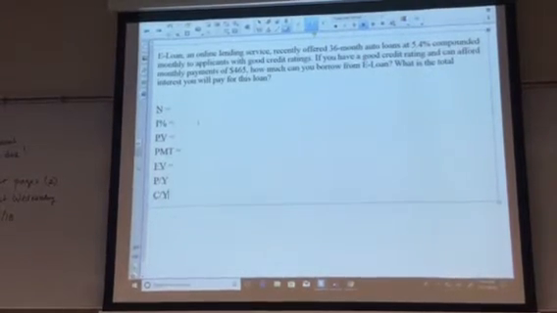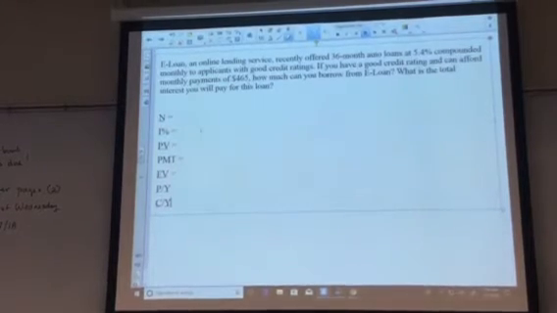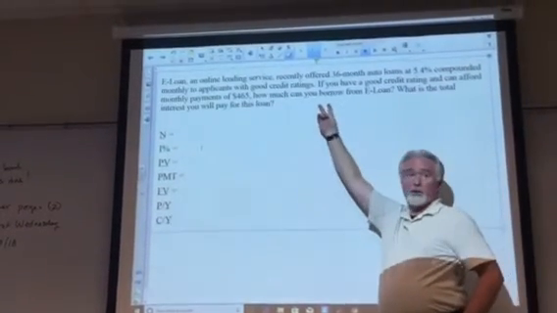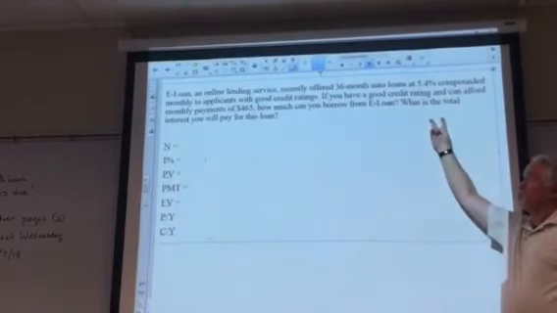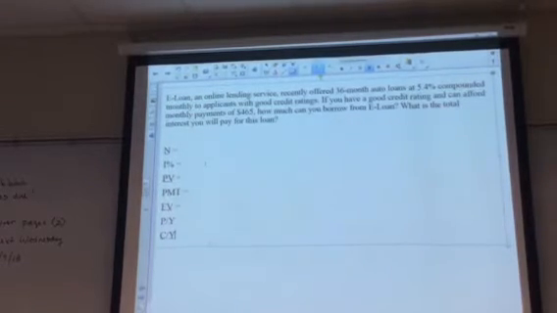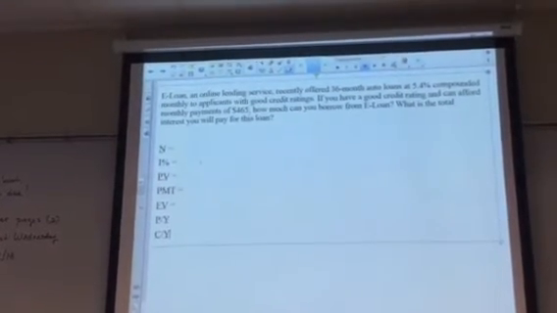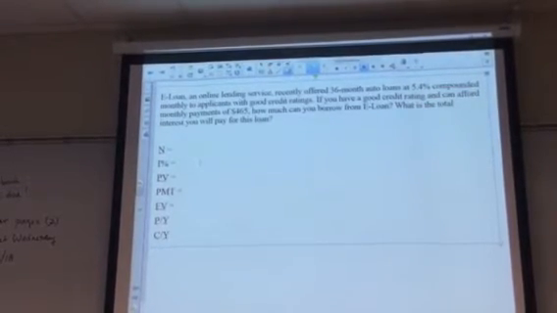So as you read the exercise, notice that they asked you two questions. How much can you borrow? And then, what's the total interest that you pay? Two different questions. Two-step problem, at least. Okay? So help me fill in the blanks.